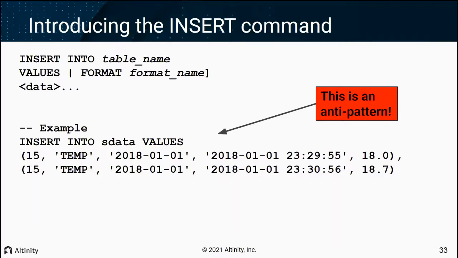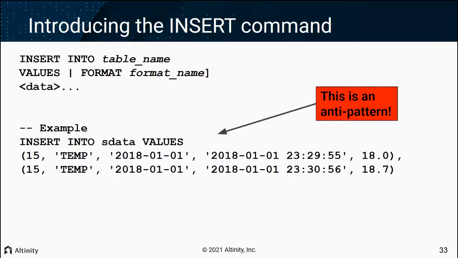What I can do is say insert into table, and give the name. Normally I would be a good kid and put in my column names so that there's no ambiguity about where it's supposed to go. And then I say values. At that point, I can just give tuples with parentheses around them, and I can do as many of these as I like. There's just one thing: this is not how we normally insert data into ClickHouse.